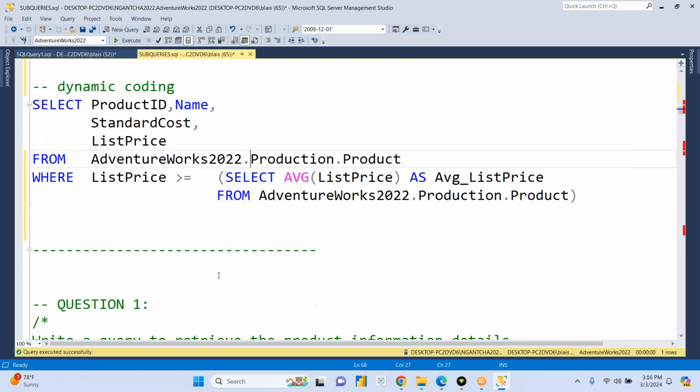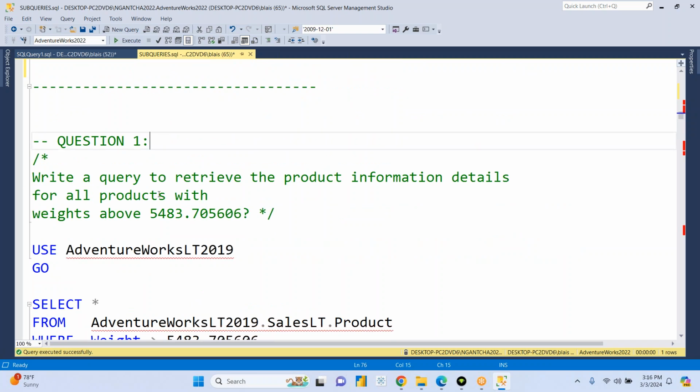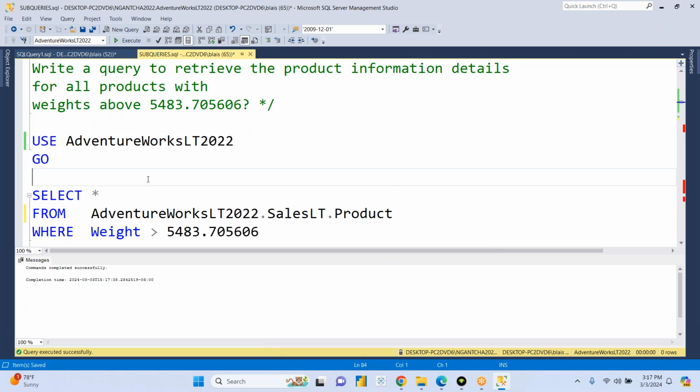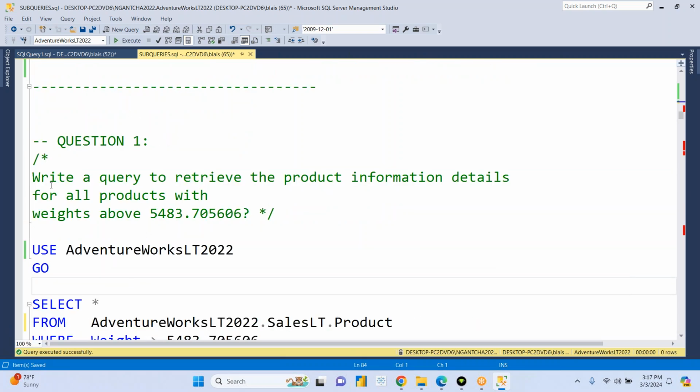Okay, let's go a little bit further on this. Let's take our question 1. Please just do me a favor and change this. I forgot to update this database. We are now in 2022 for the AdventureWorks databases. So just update all of those to 2022, so as to clear that error indicator. So let's look at this. So let's look at this question right here.